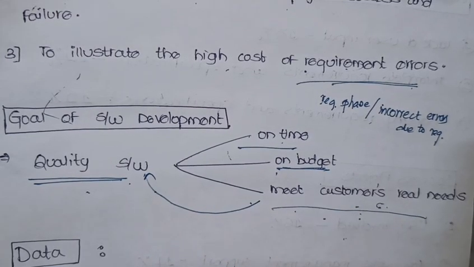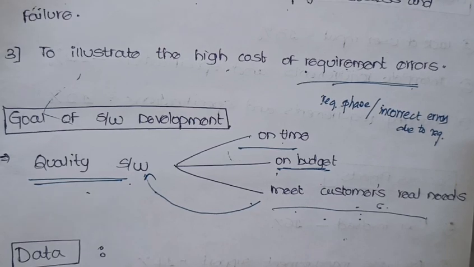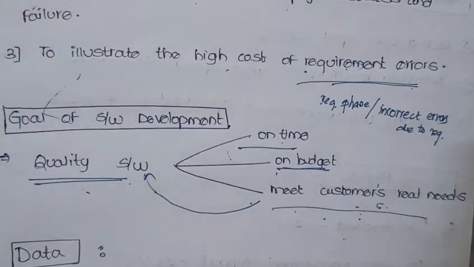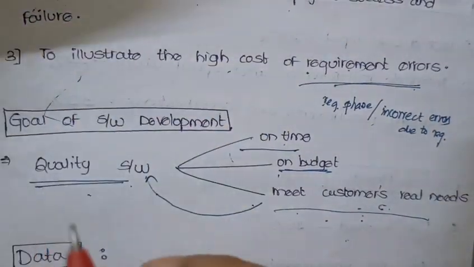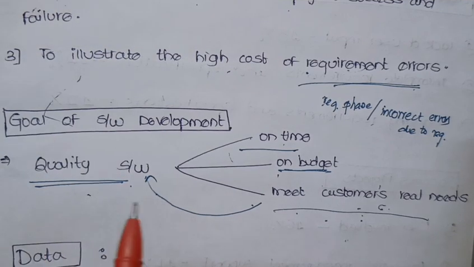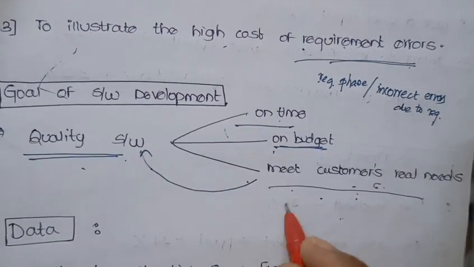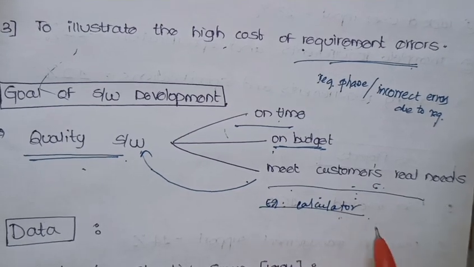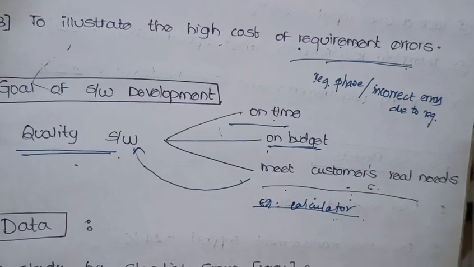For example, think of a person who needs a calculator to calculate his income, all the income of all the months, and we give a calculator which doesn't calculate this, or which just does multiplication. So it's of no use. Although it's a calculator, it has to calculate his income, deducting all his expenditure and savings, and we have to design the calculator in such a way. But we have created a calculator which just does multiplication. So this is completely of no use. So we have to meet the real customer needs for quality software, and this is the main goal of software development.